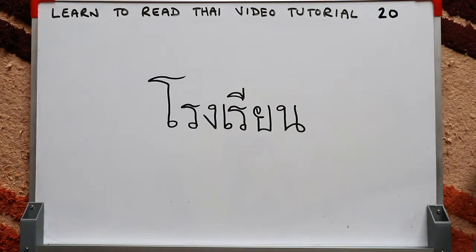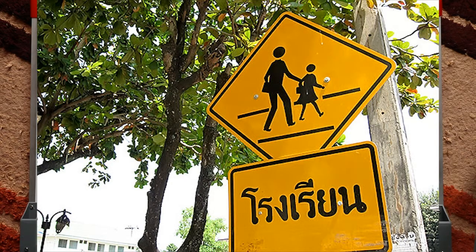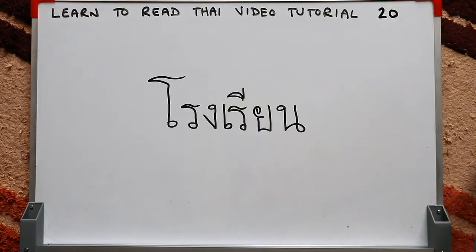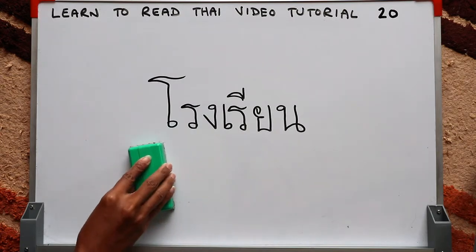โรงเรียน. That's the Thai word for school. And in that word, this vowel makes sort of the O sound as in song. Get Pom to write the next word.